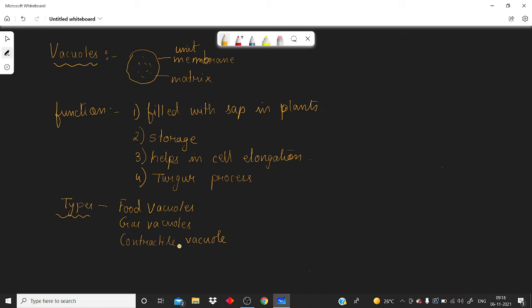As in amoeba, we see they have contractile vacuoles. These contractile vacuoles will collect the extra water that enters into the cell, and they will release the water outside the cell. It is mostly observed in amoeba and paramecium, that is, the protozoans, thus helping in osmoregulation and excretion. So this was about the vacuoles.